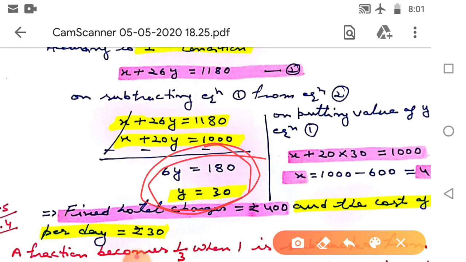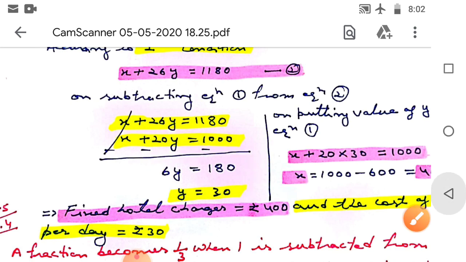Clear? Now, after putting the value of Y as 30 in equation 1, we get X plus 20 into 30 is equal to 1000. So, X is equal to 1000 minus 600, which is 400.